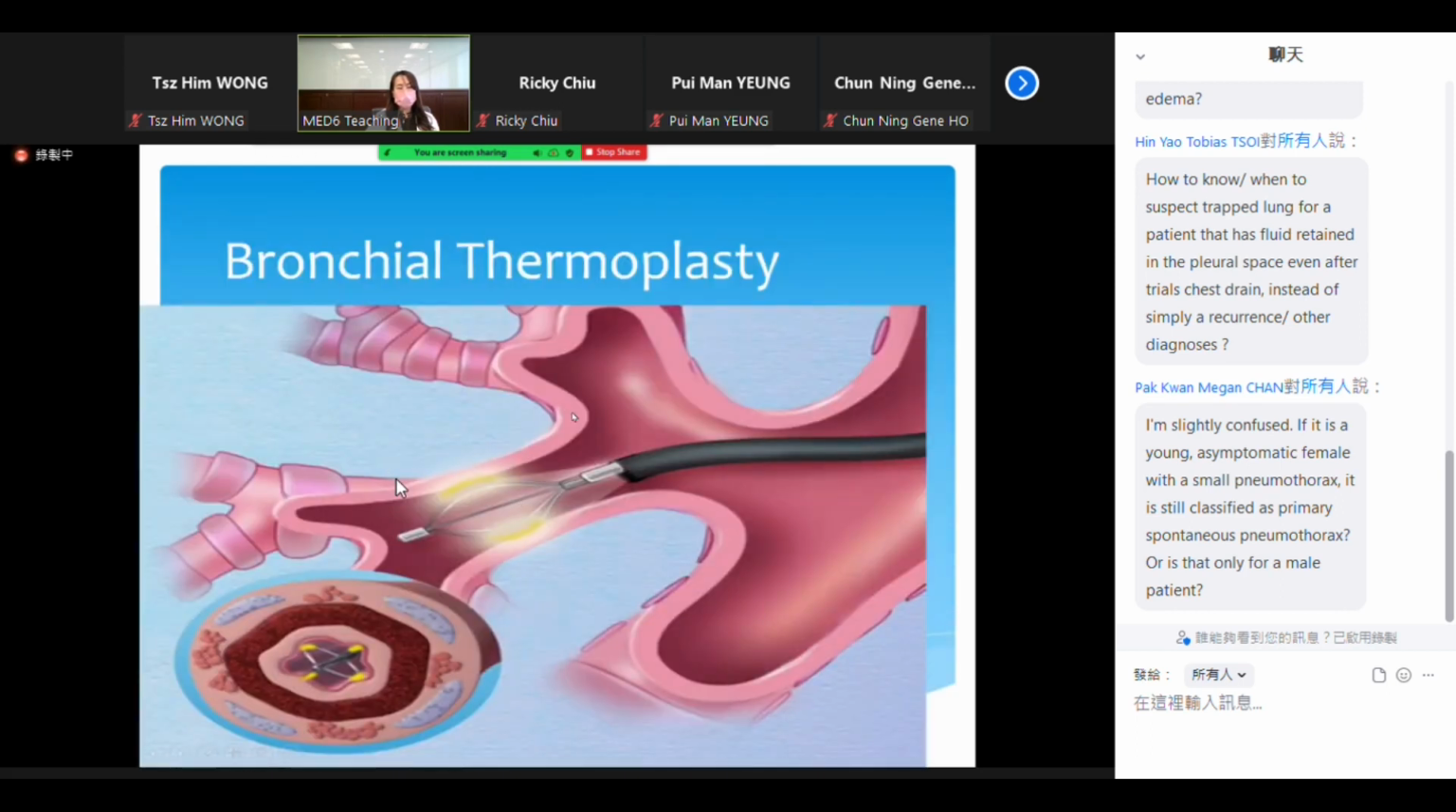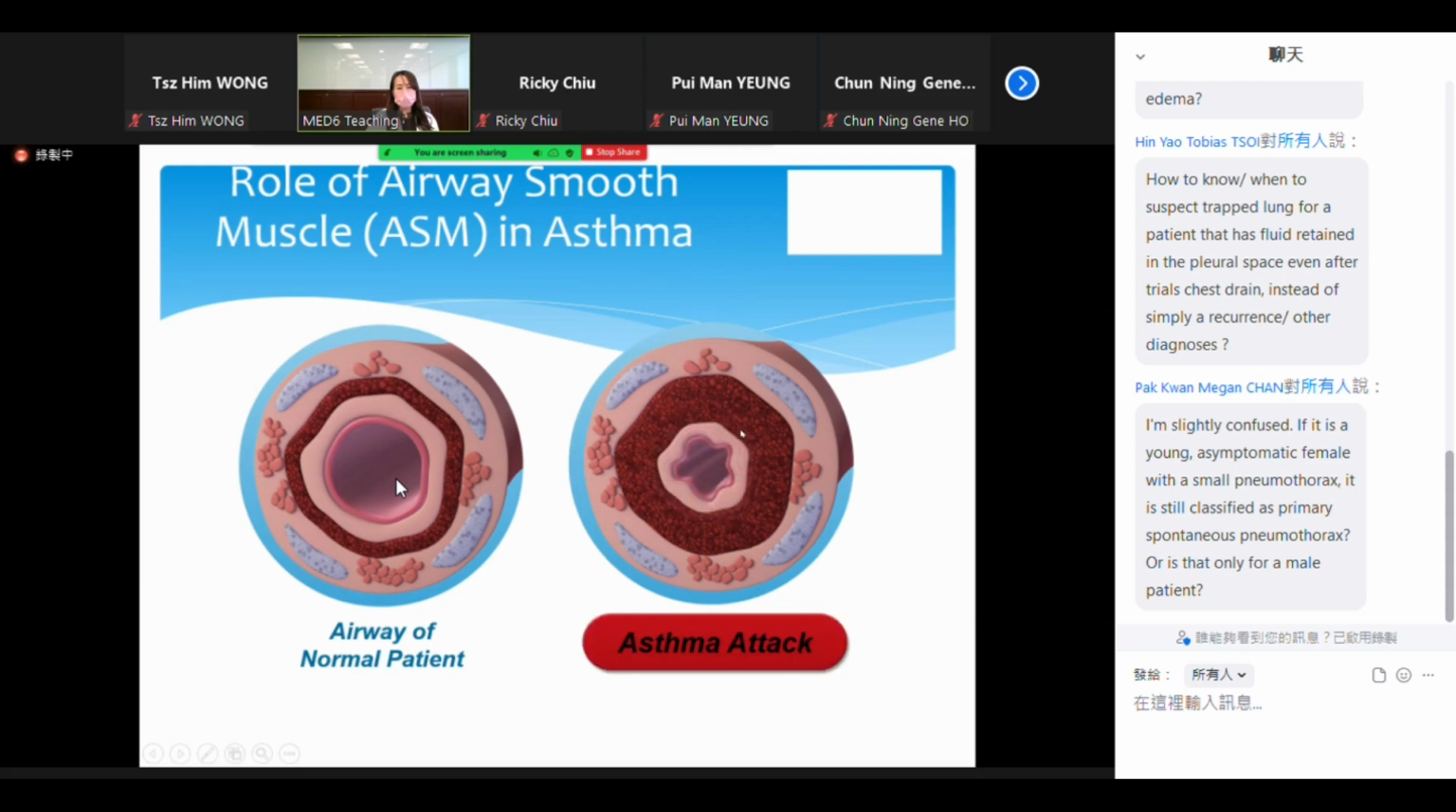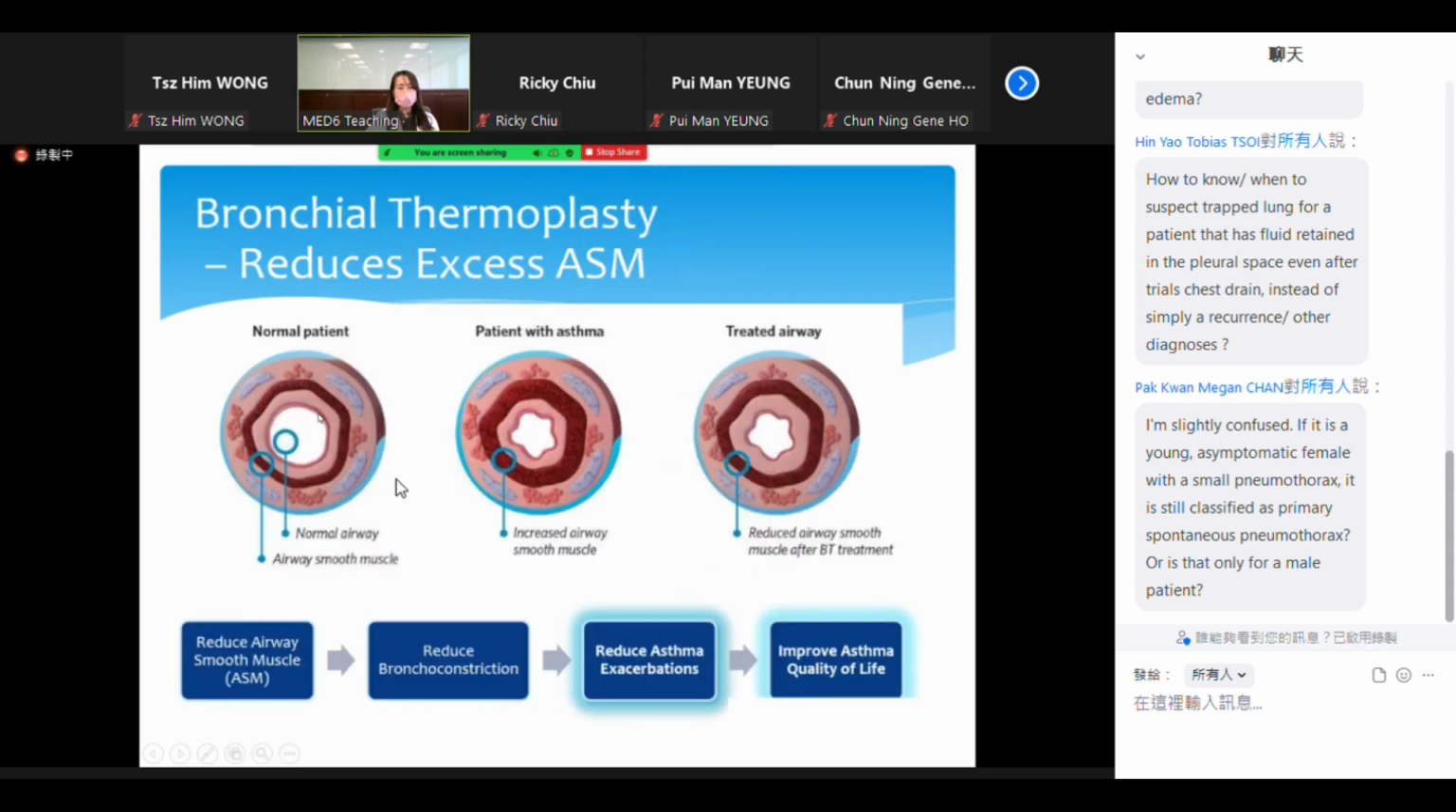So the second therapeutic procedure is bronchial thermoplasty. So this is a bronchoscopic procedure for treatment of severe asthma. So this procedure targets the airway smooth muscle. This is the normal airway smooth muscle. This is the asthma airway. So the airway smooth muscle is very thick, and when it is triggered, that's an asthma attack, it will cause bronchospasm. So the bronchial thermoplasty is to reduce the excess airway smooth muscle.